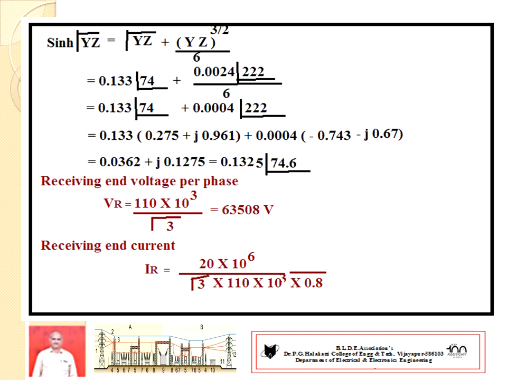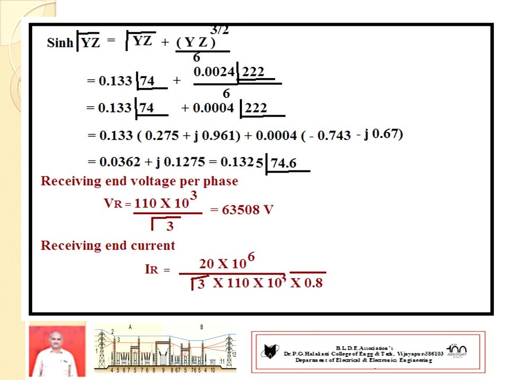Next, sinh under square root of YZ. This sinh series may be written as under square root of YZ plus YZ to the power of 3 by 2 divided by 6. You remember. Then you go through the substitution of values. Finally, I get 0.1325 with an angle of 74.6.